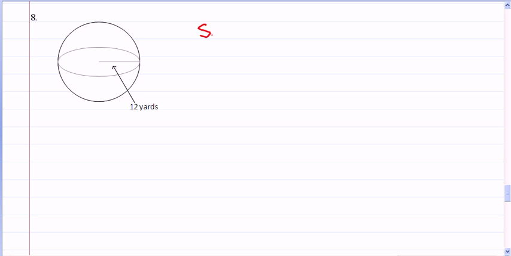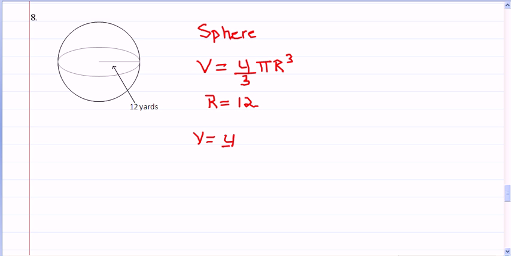For number 8, this figure is a sphere. And the formula for the volume of a sphere is 4/3 pi r cubed. And the only variable that I have to identify here is my radius, which is given. The radius is 12. So once I have all of the variables for the formula, I just go ahead and substitute that in. So 4/3 times pi times 12 cubed.